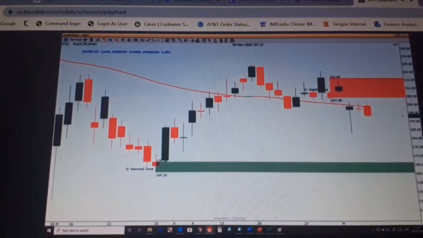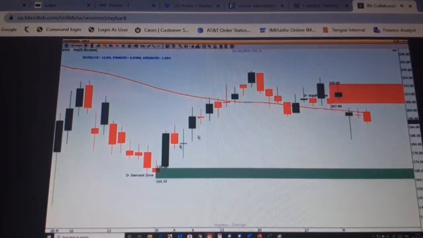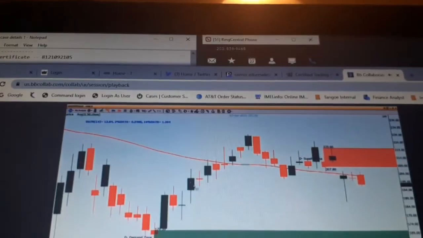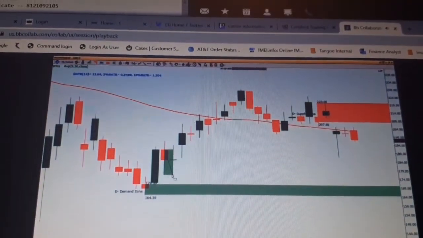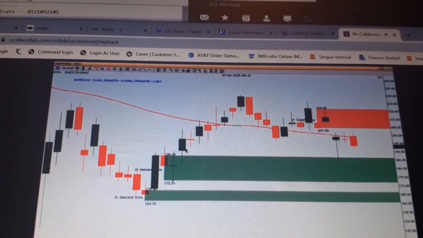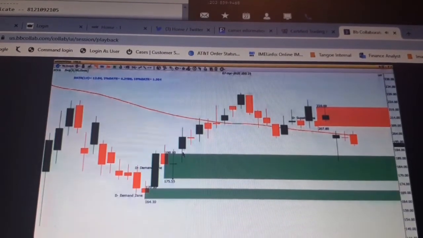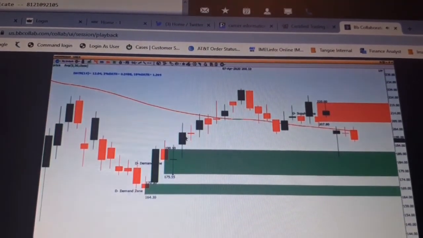Where is the 184 demand zone? No, there is no demand zone. Why is there a demand zone here? This is a basing candle. So how can this be a demand zone?